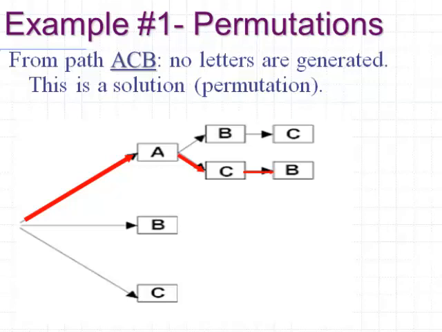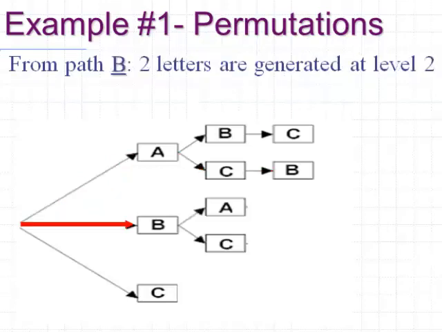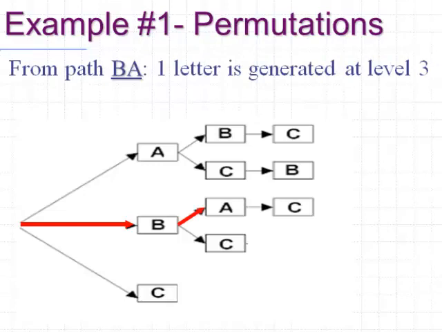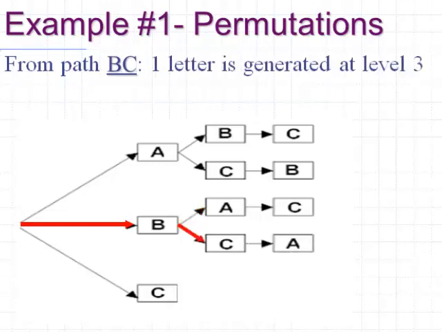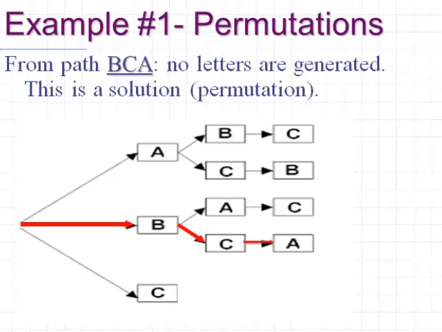We will now try path B. Here again, only 2 possible choices, A and C, which are generated. Here, only C can be chosen. And when C is chosen, it is a solution, a permutation. There are no more letters in path BA. We will now try path BC. From BC, only A can be chosen. This is another solution. And we've reached the end of a branch again.